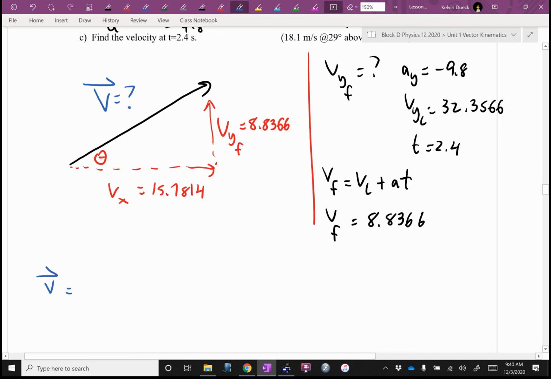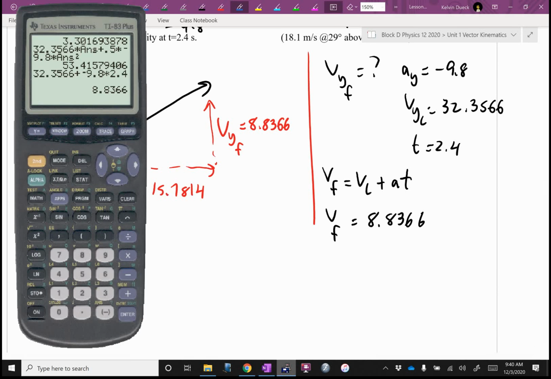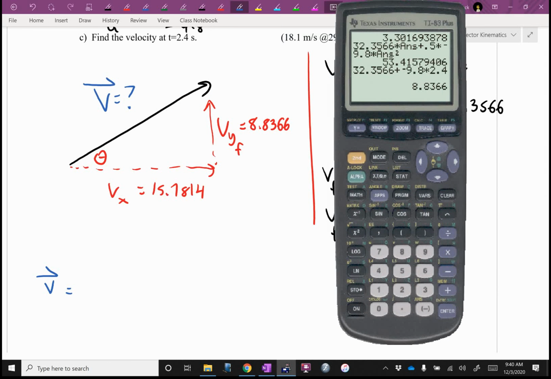How will I find the magnitude? Pythagoras. Are we starting to notice it's getting repetitive? We're really using four tools: SOHCAHTOA, Pythagoras, components, and tip to tail. Oh, and the quadratic formula once in a while. That squared plus 15.7814 squared, and then the square root. Don't forget the square root. 18.1.